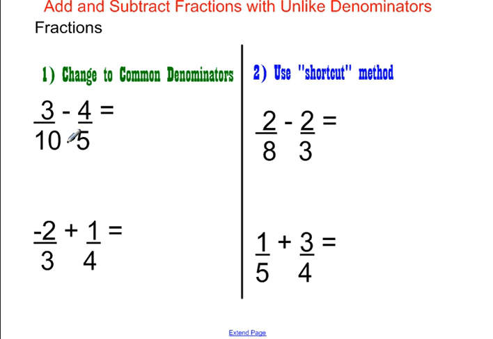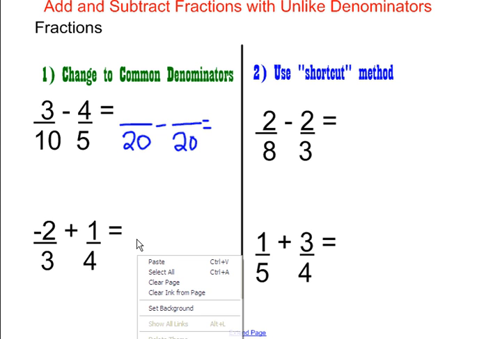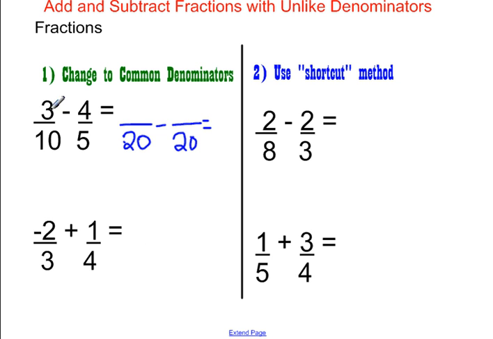I first look at the denominators of 10 and 5, and I see that 10 and 5 both go into 20. So I'm going to rewrite my problem with denominators of 20. And then I have to change this fraction into 20. How do I go from 10 into 20? That means I multiplied by 2, which means on the top I'll multiply by 2. 3 times 2 is 6.